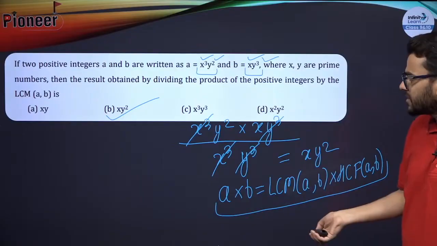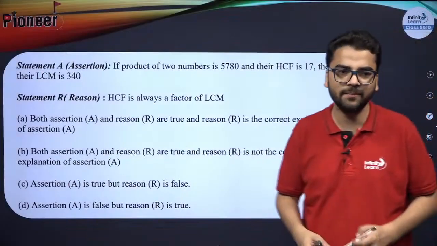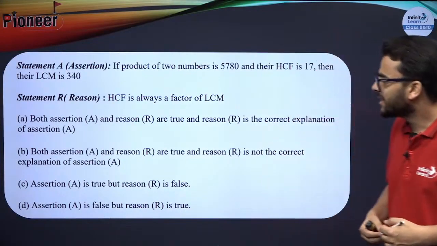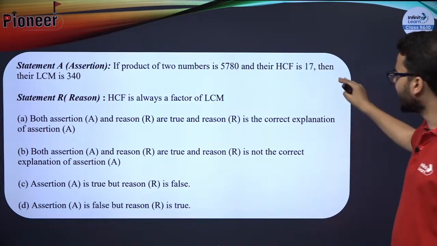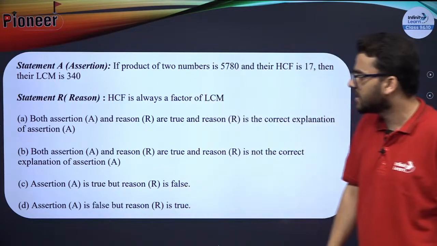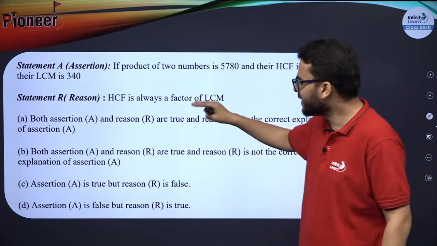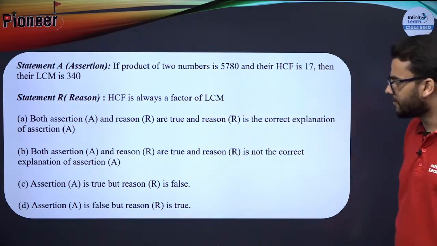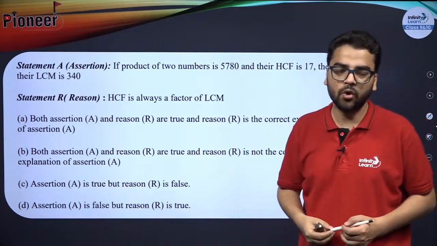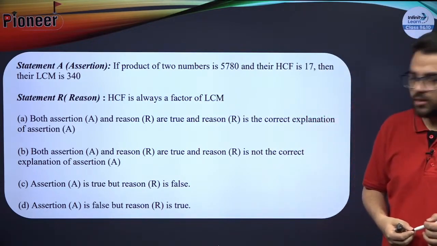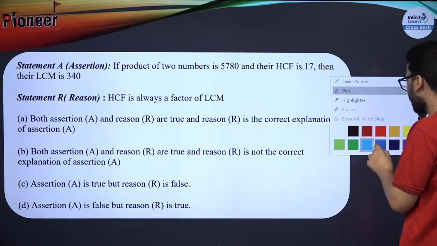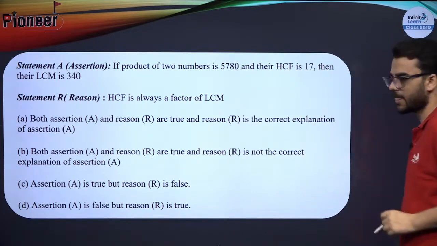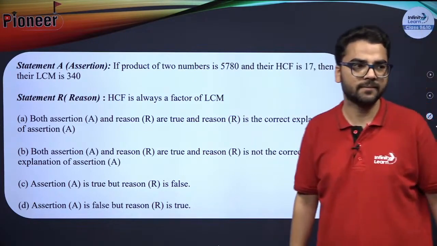Okay, so let's proceed to the next slide. Let's try doing this one. The assertion is: if the product of two numbers is this and their HCF is this, then their LCM is this. The reason is: HCF is always a factor of LCM. So what is the correct answer over here out of the given options? Can you tell me that, guys?